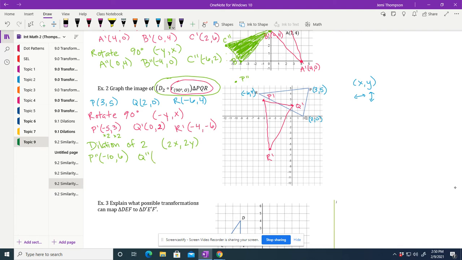0, 2. Multiply this by 2. 0 times 2 is just 0. 2 times 2 gives me 4.